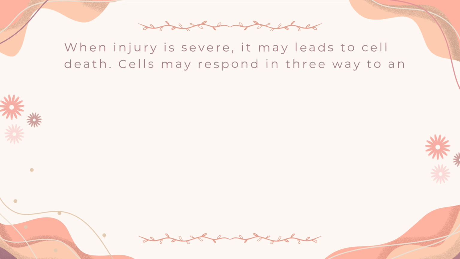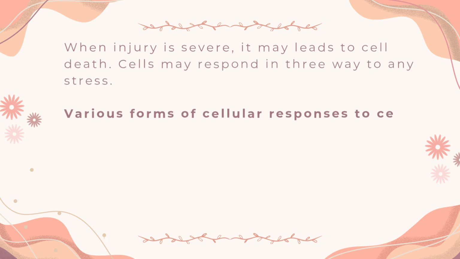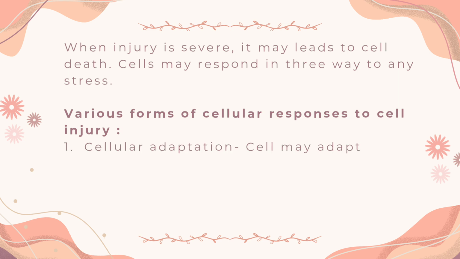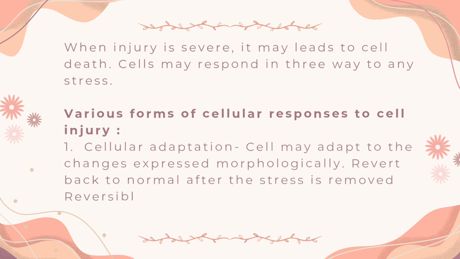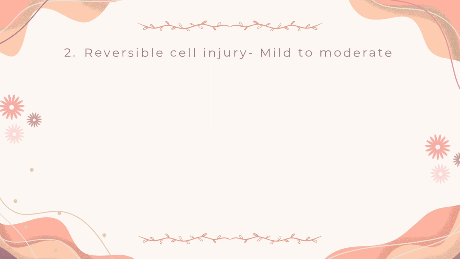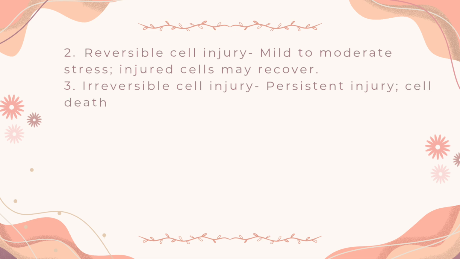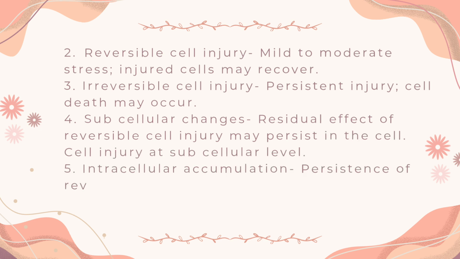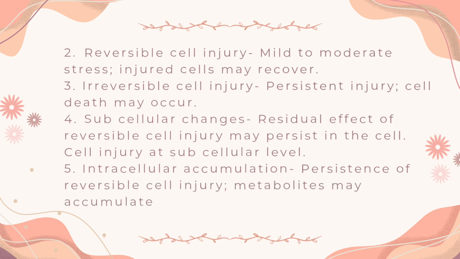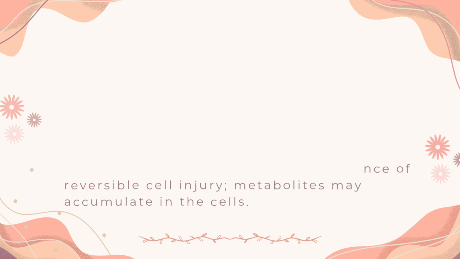Cells may respond in 3 ways to any stress. Various forms of cellular responses to cell injury. 1. Cellular adaptation. Cells may adapt to the changes expressed morphologically, and revert back to normal after the stress is removed. 2. Reversible cell injury. With mild to moderate stress, injured cells may recover. 3. Irreversible cell injury. With persistent injury, cell death may occur. 4. Subcellular changes. Residual effects of reversible cell injury may persist in the cell. Cell injury at the subcellular level. 5. Intracellular accumulation. With persistence of reversible cell injury, metabolites may accumulate in the cells.